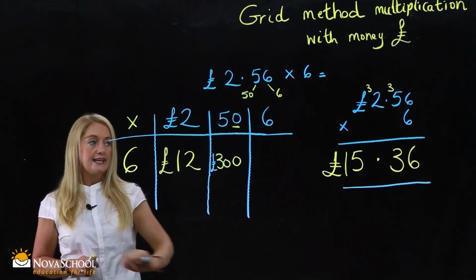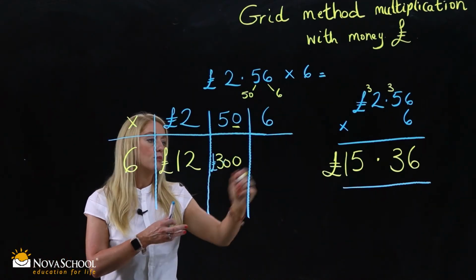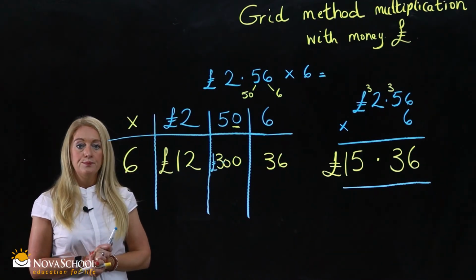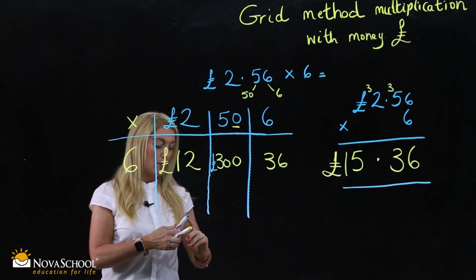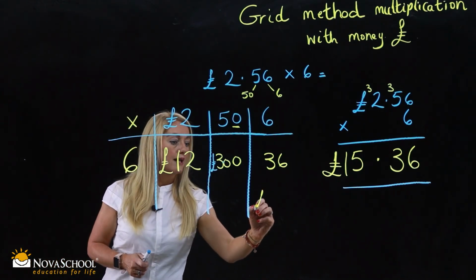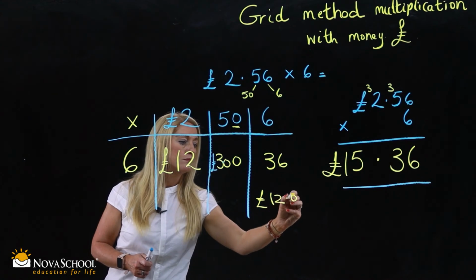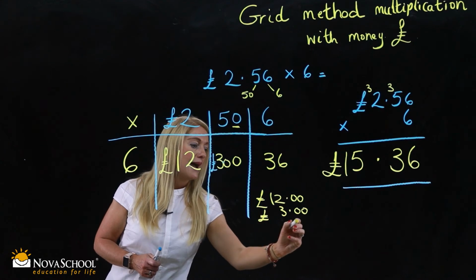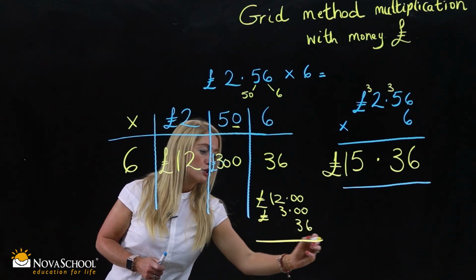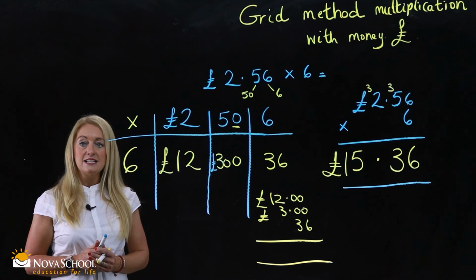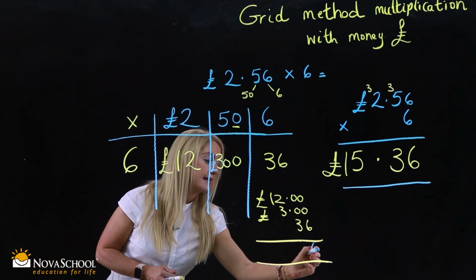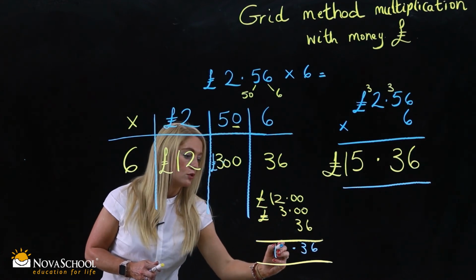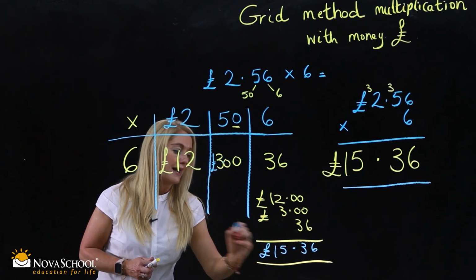Now we take the 6 again and we multiply by 6 and we have 36. What do we do now, everybody? Good, we add it all up. Okay, pop it underneath. £12, £3, and 36 pence. Draw your ruler line, add it all together. 6, 3, decimal point, 12 add 3 is your 15 and your pound sign.